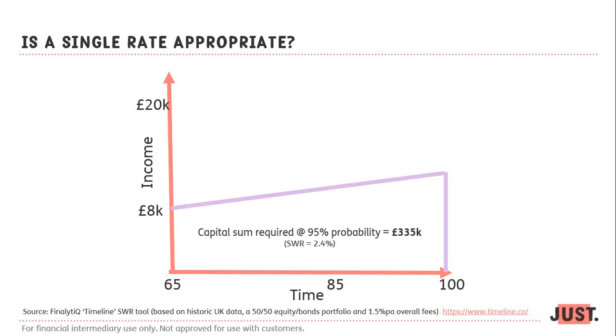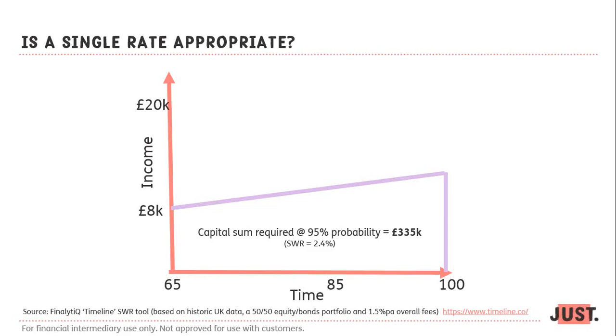And what this tells us, if you set those, so what we've done is set the 5 dials, those 5 sort of things, we've set them in a particular place, so a high level of probability, a 50-50 portfolio, etc. And what this is telling us is that, using a high level of probability over a 35-year period, to get £8,000 of income, maintaining its purchasing power throughout retirement, we need £335,000 of funds to do that.